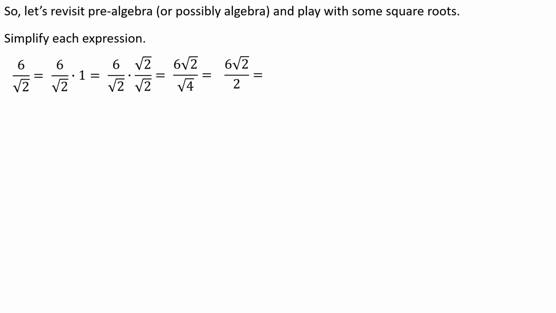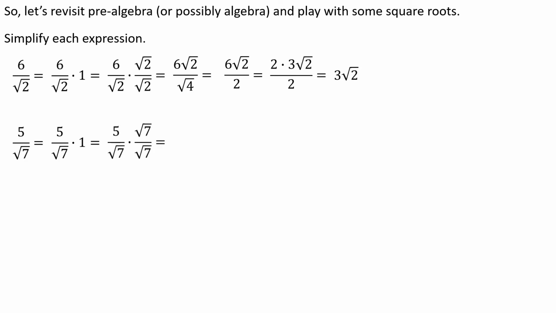Of course, 6 is really 2 times 3. The 2 on top and the 2 on the bottom cancel out. There's my final answer. Let's try another example. Let's multiply by the number 1. Of course, this time I'll disguise the number 1 as root 7 over root 7.